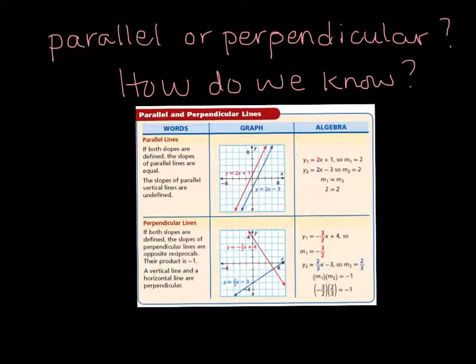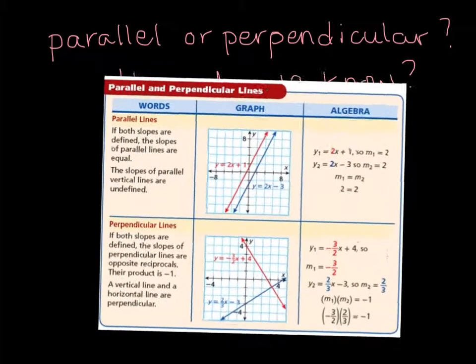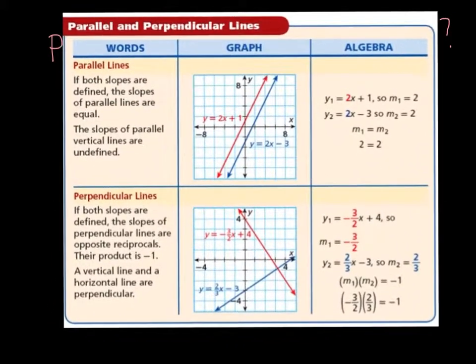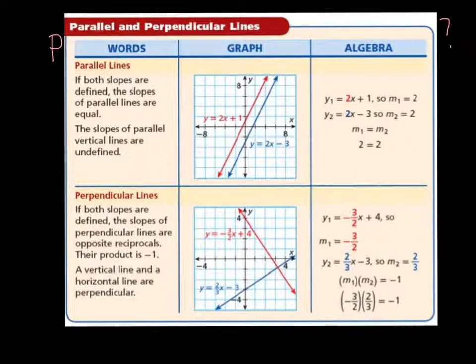So, next thing I want to talk about is, how do we know if lines are parallel or perpendicular? And here's how you can tell. The slope will tell you a lot of this. So let me blow this up so you can see this a little bit better. If both slopes are defined, the slopes of parallel lines are equal. So if two lines have the same slope and different y-intercepts, then they are parallel. If they have the same slope and the same y-intercept, that means they're just the same line.